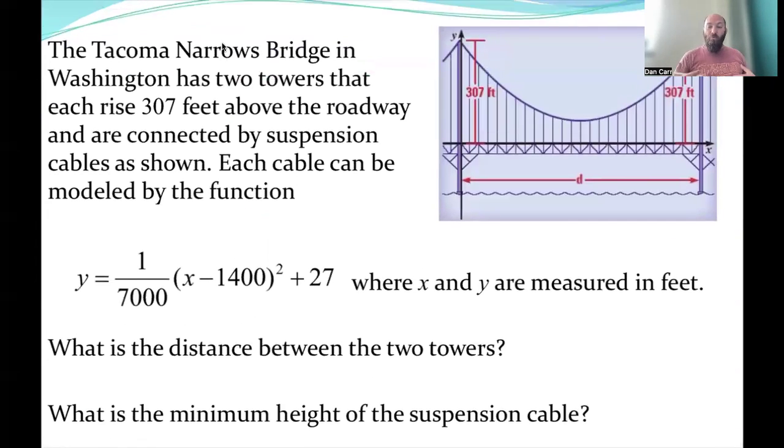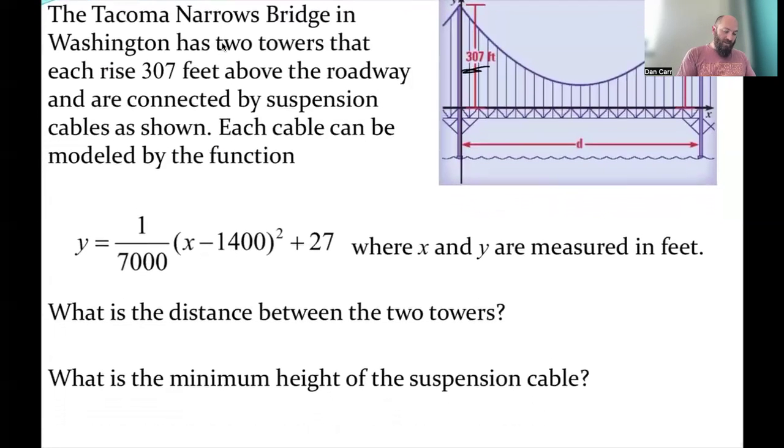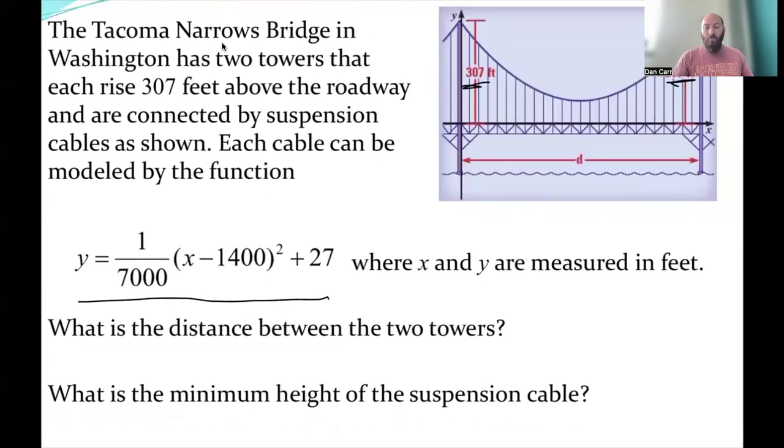One last thing to do, let's talk a little bit about a word problem. So we put our vertex form onto real life context like this. The Tacoma Narrows Bridge in Washington has 2 towers that each rise 307 feet above the roadway and are connected by suspension cables as shown. Each cable can be modeled by this function. So it looks like this as a vertex form where x and y are measured in feet. What is the distance between the 2 towers?